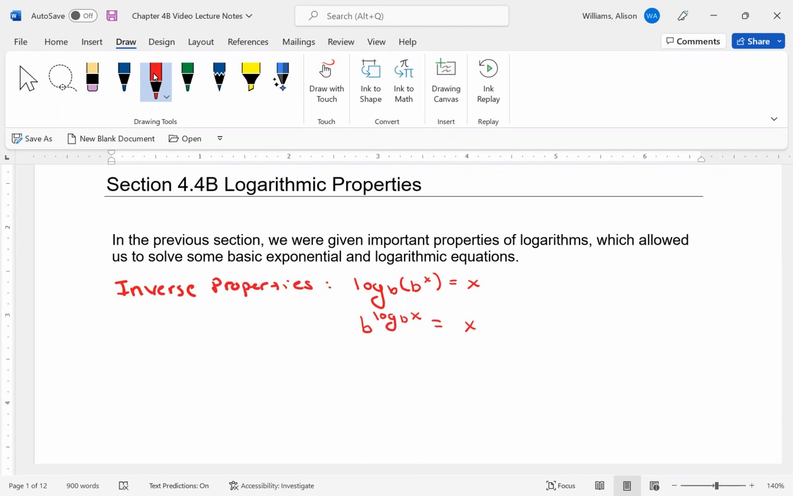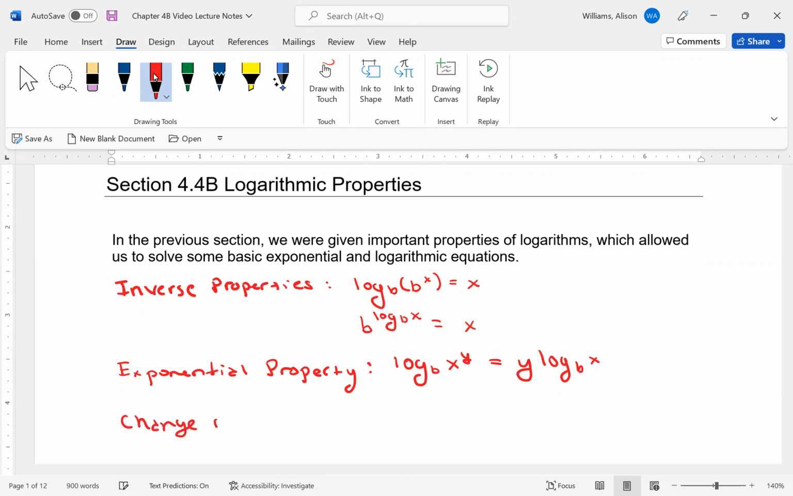Then we have the exponential property of logarithms. That one is important and we use it a lot with solving. That is when you have the log of something with an exponent, you can bring the exponent to the front. And we use that quite a bit. And then the last property is the change of base formula, which we didn't really use very much. It has some applications, but it's really more later on.